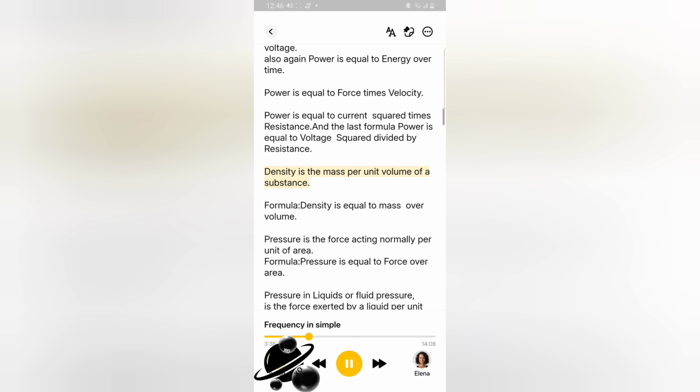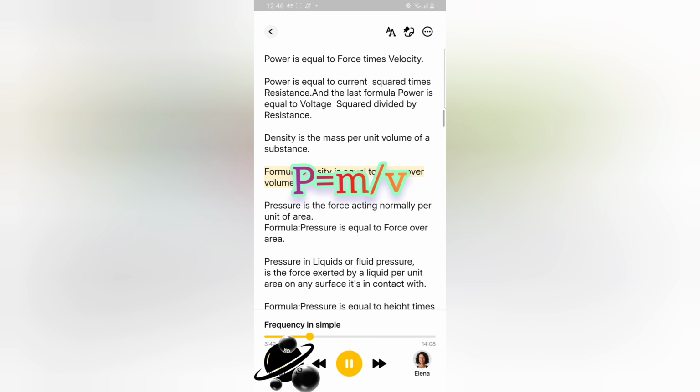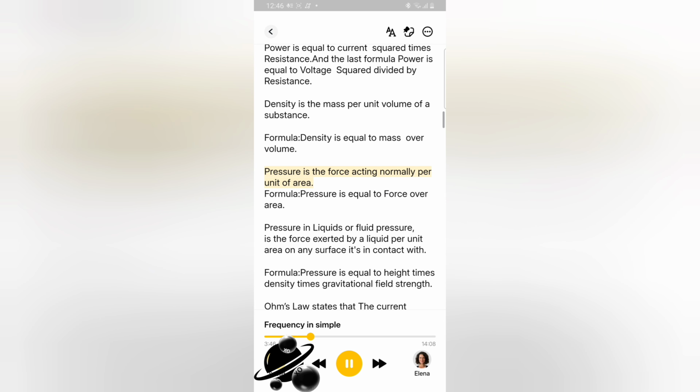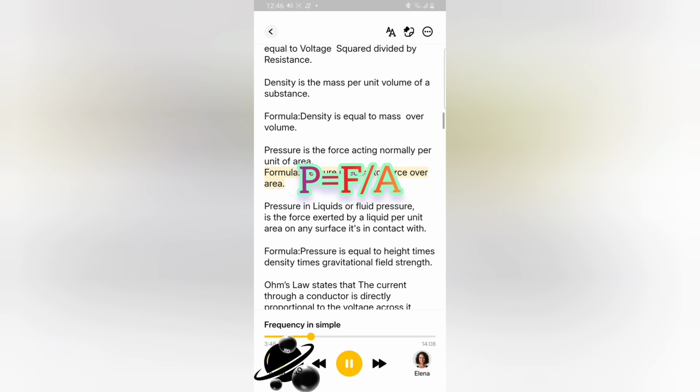Density is the mass per unit volume of a substance. Formula: density is equal to mass over volume. Pressure is the force acting normally per unit area. Formula: pressure is equal to force over area.